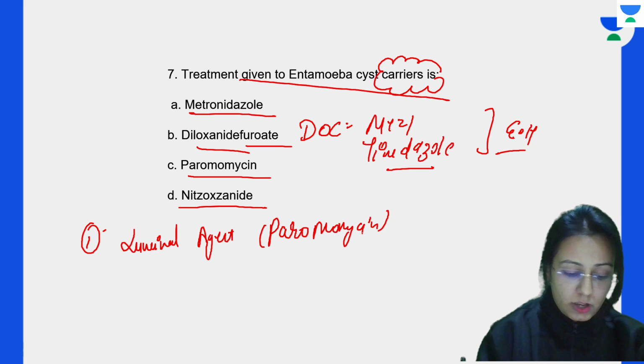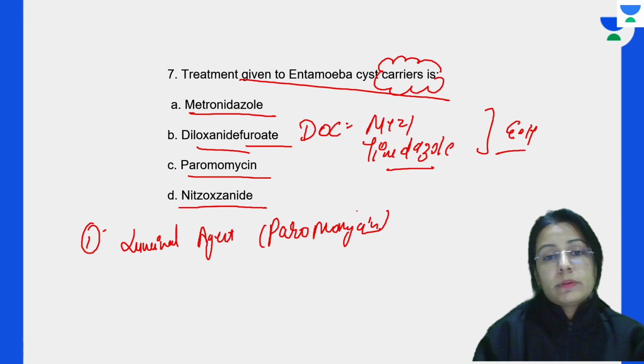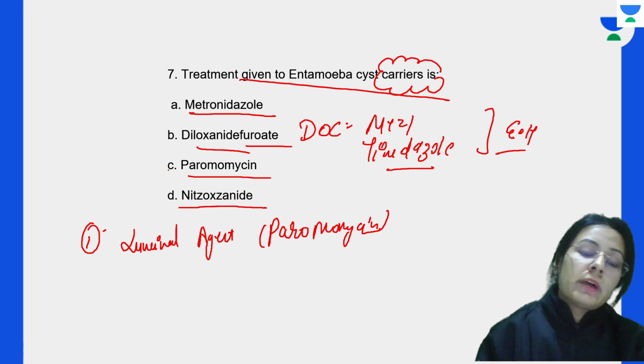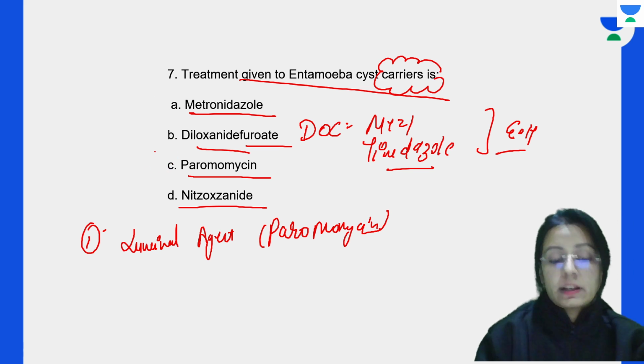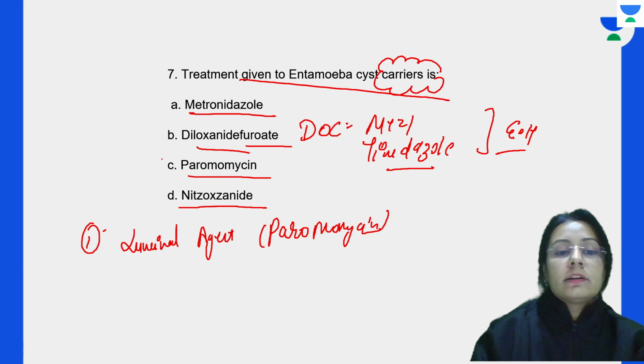paromomycin or the iodoquinol, which are given to asymptomatic carriers, because asymptomatic carriers have the risk of developing colitis and liver abscess in the future, so we have to treat them as well. So asymptomatic carriers, or people who may be at risk, are given paromomycin.